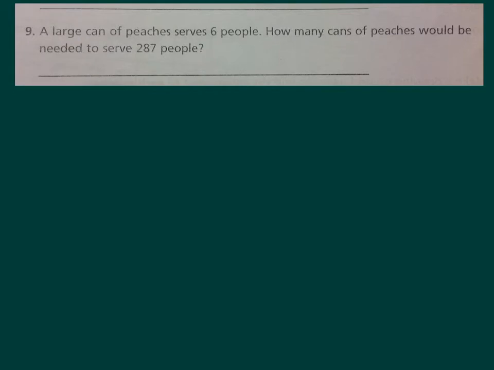A large can of peaches serves 6 people. How many cans of peaches would be needed to serve 287 people? So you're dividing the peaches out into groups of 6 people. So that means we're going to divide those two numbers together. And this is so much fun to go back to single digit divisors.